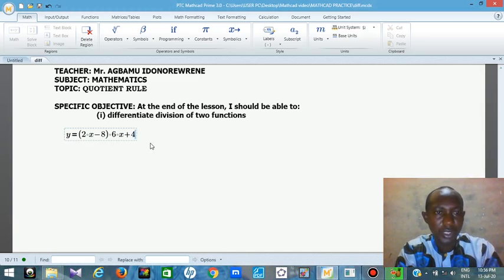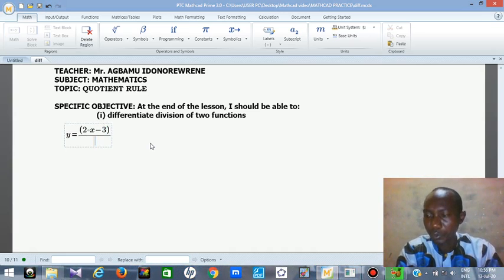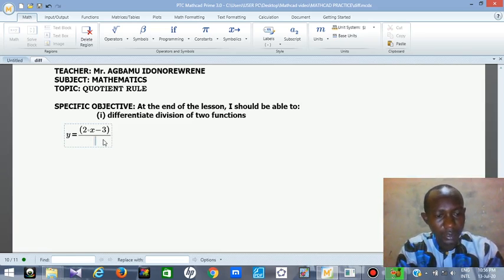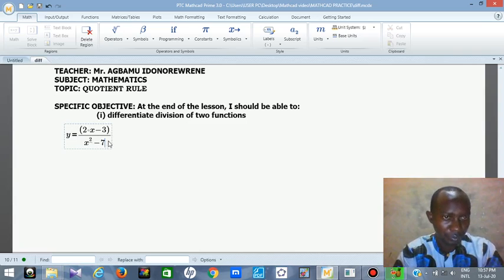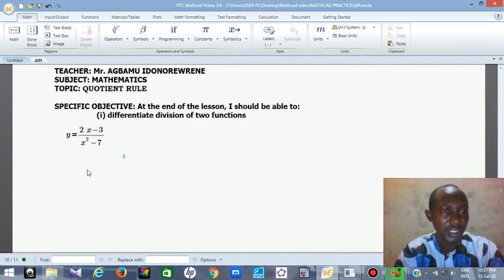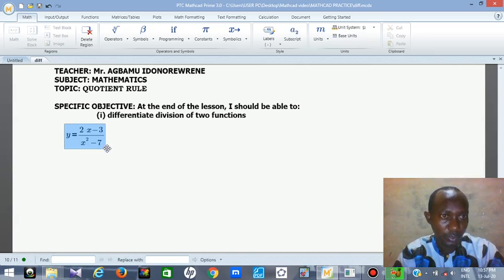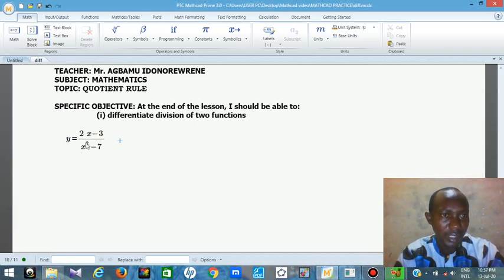And when you have a situation like this, a division, let's say 2x minus 3 divided by another function, let's say x squared minus 7, how do you differentiate this? You cannot just go straight forward using the direct rule of differentiation. If you do that, you will not get the correct answer.